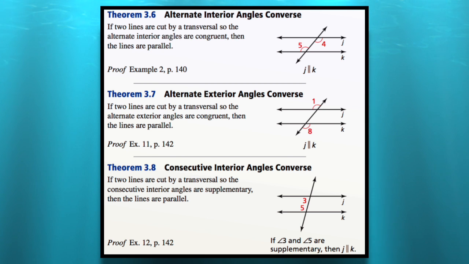The alternate exterior angles converse says if two lines are cut by a transversal so the alternate exterior angles are congruent, then the lines are parallel. So again, if angle 1 is congruent to angle 8, that means line J is parallel to line K. Then we have the consecutive interior angles converse. It says if two lines are cut by a transversal so the consecutive interior angles are supplementary, then the lines are parallel. So if we know that the measure of angle 3 plus the measure of angle 5 equals 180, then that means line J is parallel to line K.